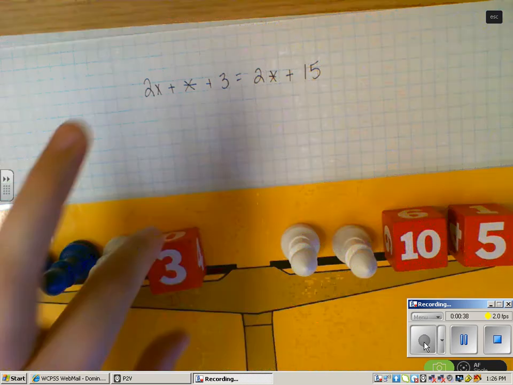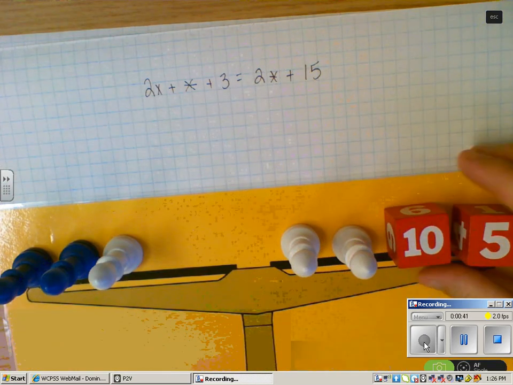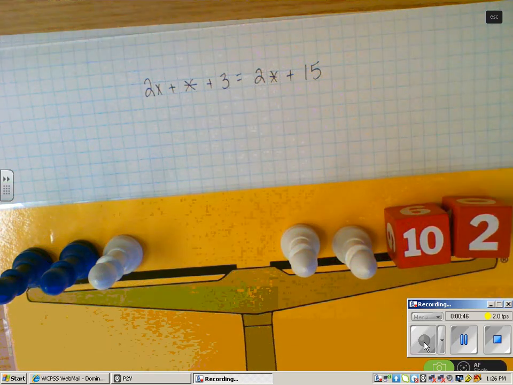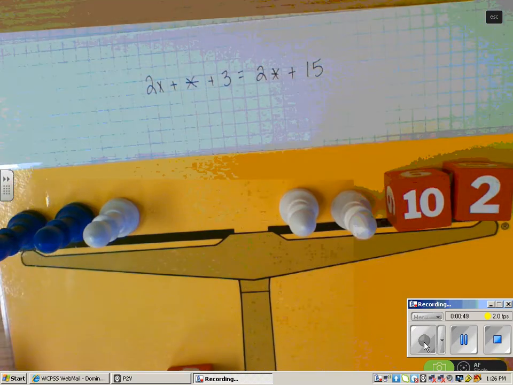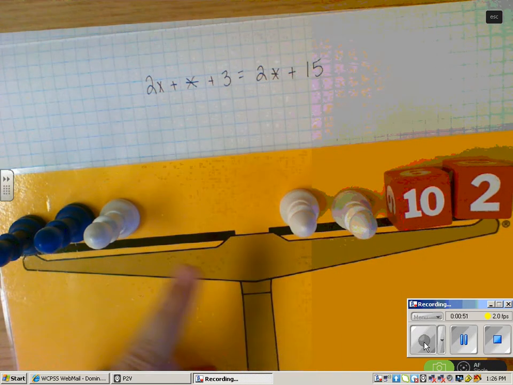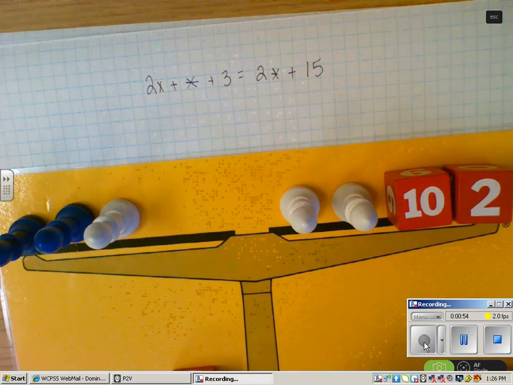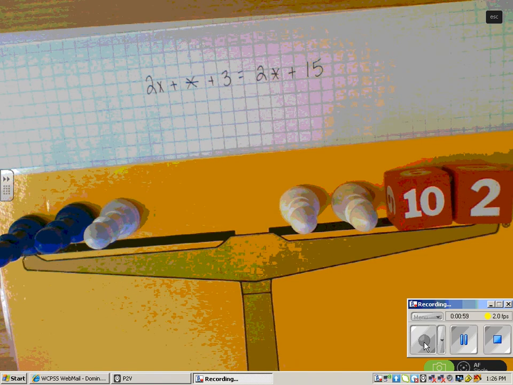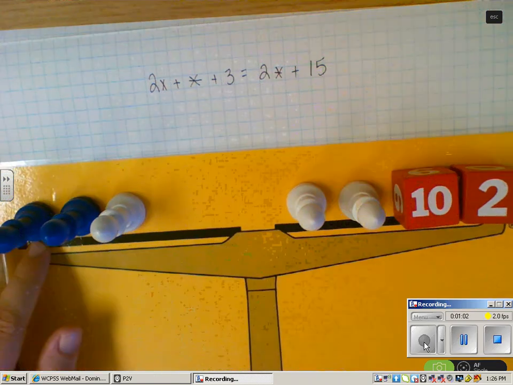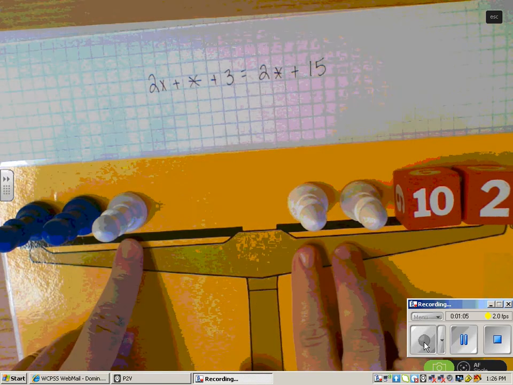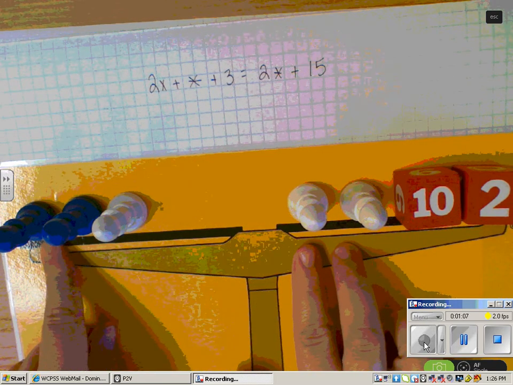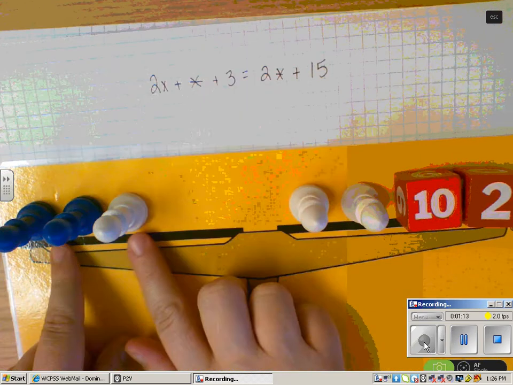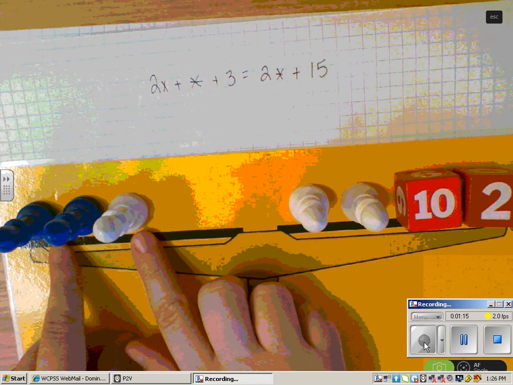So I'm going to take that 3 away from this side and 3 away from this side. And when I take 3 away from this side, I'm left with 12. Now I have 2x plus star equals 2 star plus 12, and I can solve this using the same ideas that we did in the last two lessons. So I have 2 stars over here, and I have a star and 2 x's. I want to think about how I can simplify this problem.